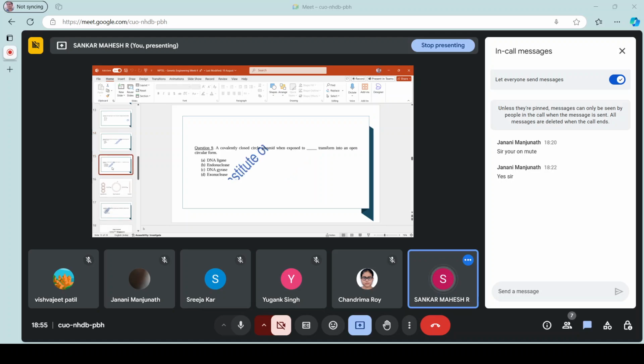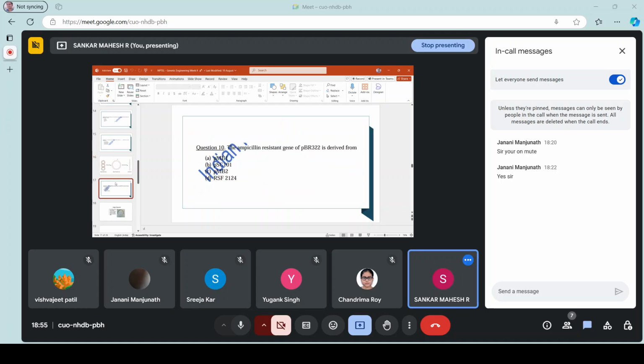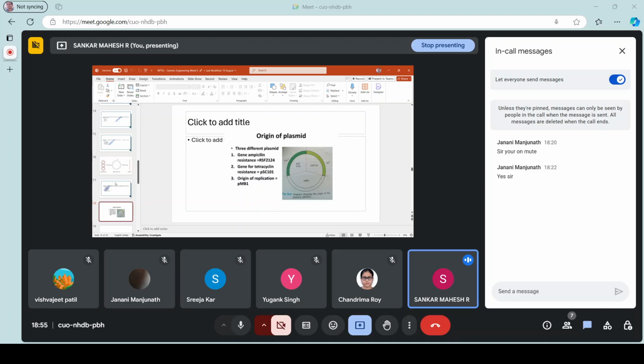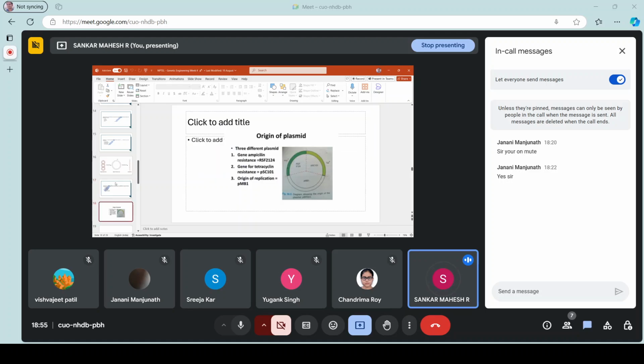We also looked at the different forms of DNA, which are supercoiled DNA, open circular DNA, and linear DNA. All of these have different varying abilities to migrate on an agarose gel. Then we looked at how the pBR322 plasmid was made using the ampicillin resistance gene from RSF2124, tetracycline resistance from pSC101, and origin of replication from pMB1.